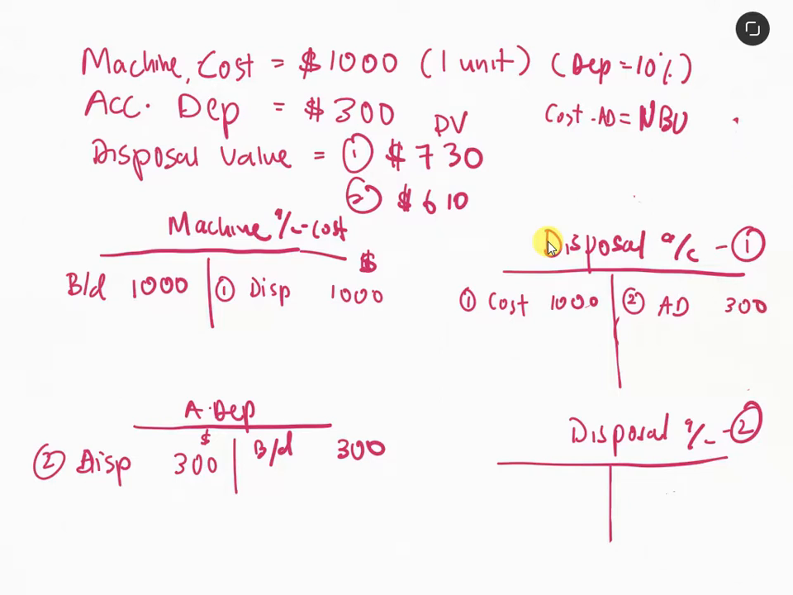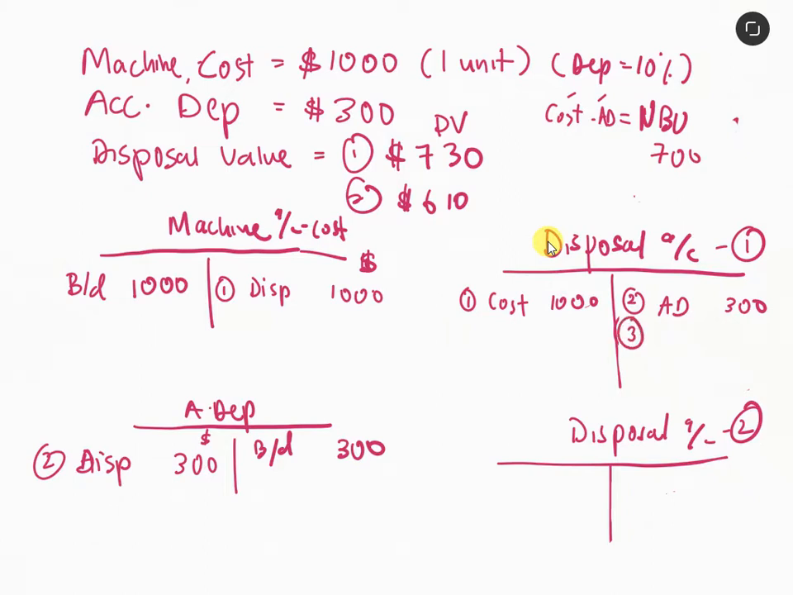In other words, am I transferring net book value over? How much is my net book value? My net book value is 700. Cost less accumulated, net book value is 700. Step 3, I sell it for how much? 730. I sell it for 730. Gain or loss? Gain. It doesn't matter. All you have to do is step 1, step 2, step 3.